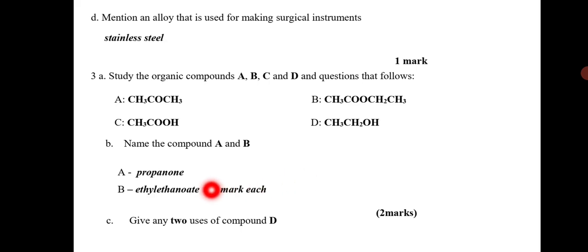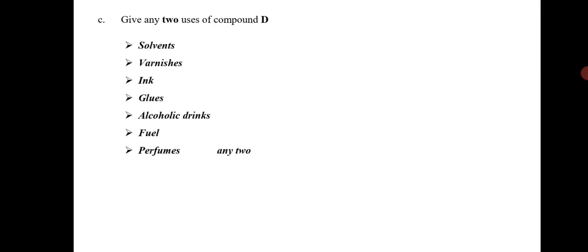Give any two uses of compound D. This is ethanol. Ethanol is a multi-purpose liquid. It can be used for a number of purposes. You're just asked to name any two. So in this case, it can be used as a solvent. Ethanol can be used as a solvent. It can be used in making varnishes, inks. In all these substances, it's being used as a solvent.